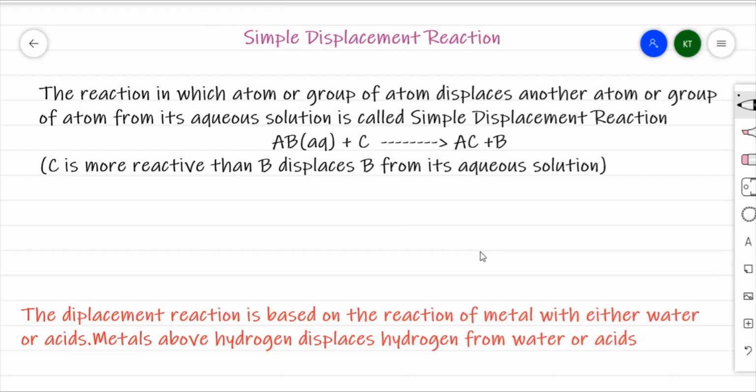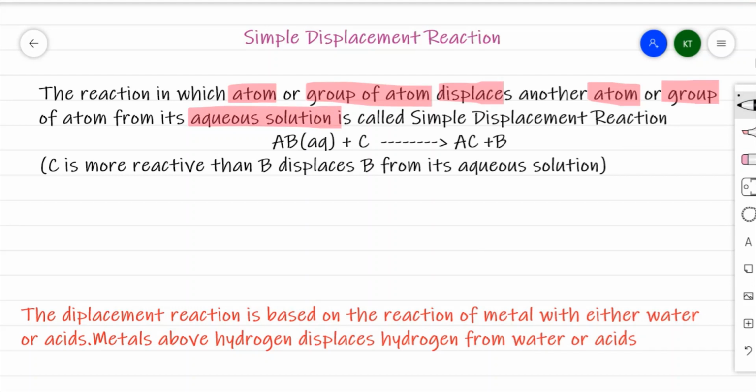Let us discuss one more category of reaction that is called simple displacement reaction. Sometimes this is also known as displacement reaction. What is basically a simple displacement reaction? It's a reaction in which either a single atom or a group of atoms displaces another atom or group of atoms from its aqueous solution. This is most important: the other atom or group of atoms gets displaced from its aqueous solution. That is called a displacement reaction.